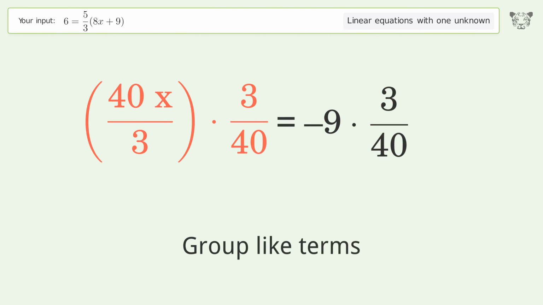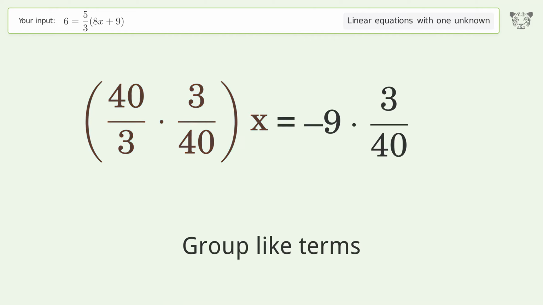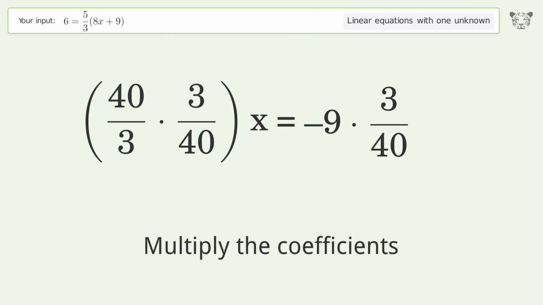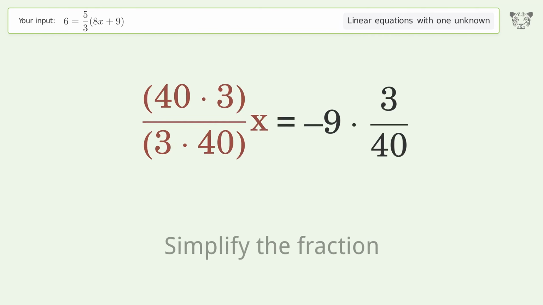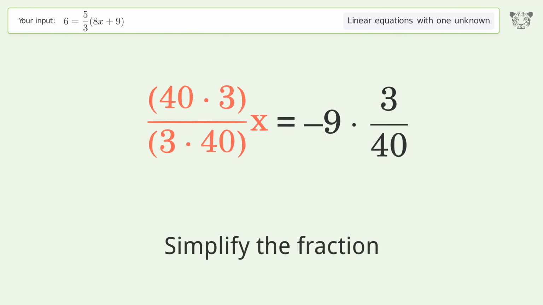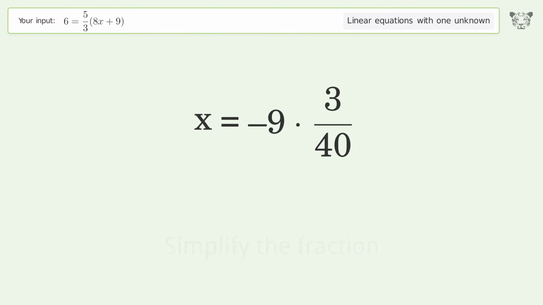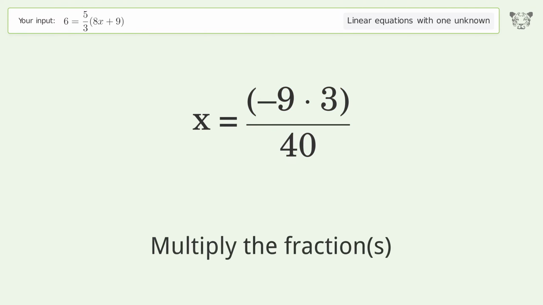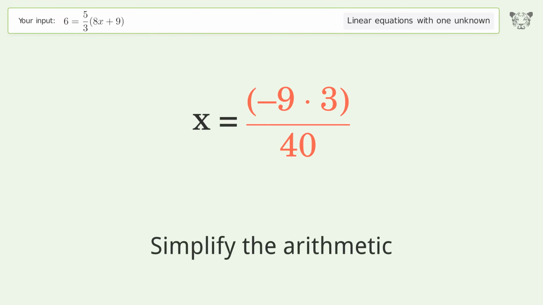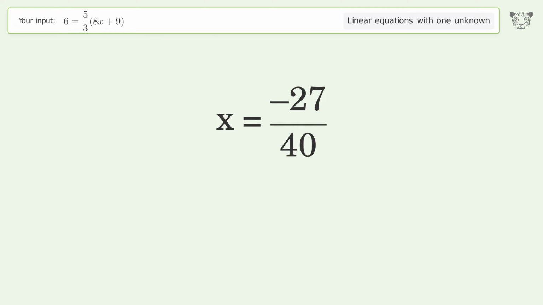Group like terms. Multiply the coefficients. Simplify the fraction. Multiply the fractions. Simplify the arithmetic. And so the final result is x equals -27/40.